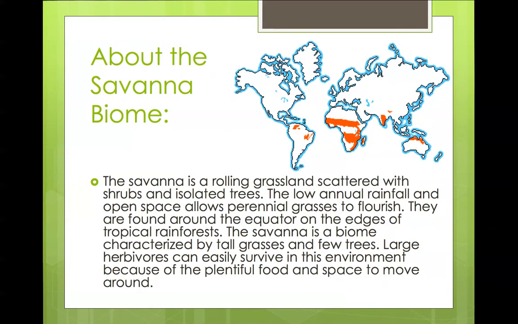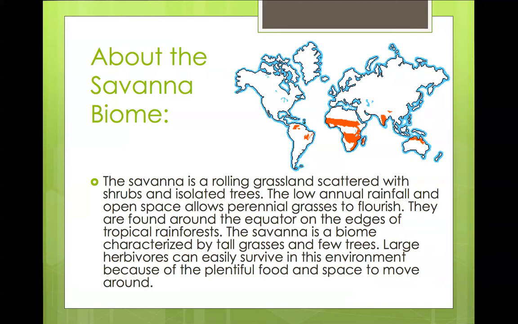A general description of the savanna is that it is a rolling grassland scattered with shrubs and isolated trees. As seen in the previous image, there is not a great deal of vegetation in the savannas. The low annual rainfall and open space allows perennial grasses to flourish. They are found around the equator on the edges of tropical rainforests. The savanna is a biome characterized by tall grasses and few trees.